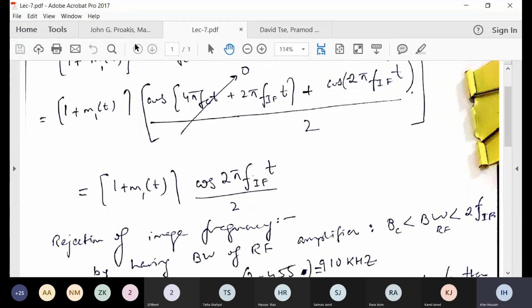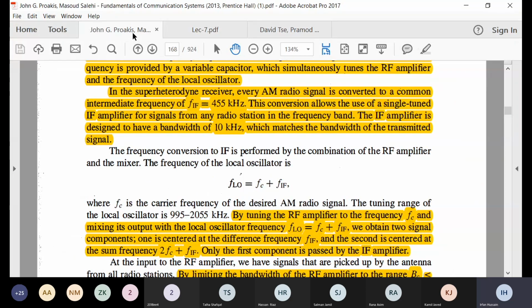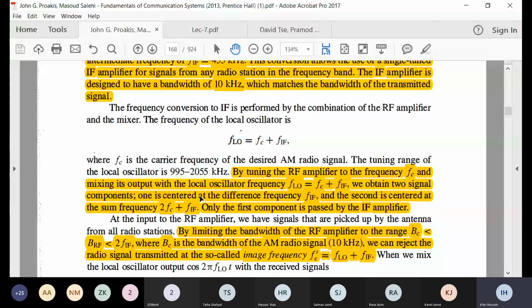So we have seen that it rejects all other signals except around FIF, which is actually a signal of FC. So your FC will pass. But there is another problem, and that is the problem of image frequency. The IF amplifier cannot reject an image frequency. So the image frequency has to be rejected by the RF amplifier.